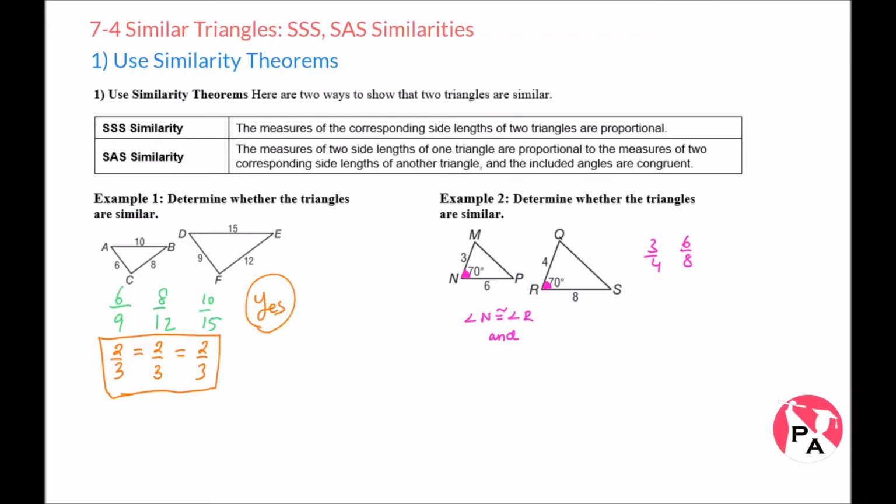So 6/8 can be simplified. Divide each number by 2, we get 3/4. This one was 3/4 as well, so they are the same. So for this one we say yes, because we have one pair of included angles congruent to each other and two pairs of sides that are proportional, and their scale factor is the same, which is 3/4.